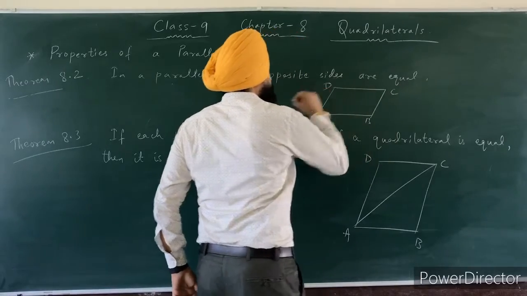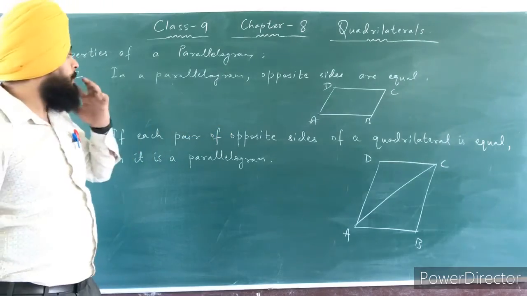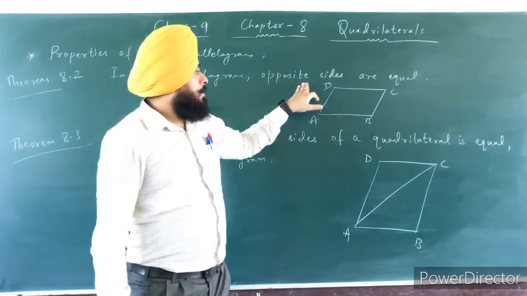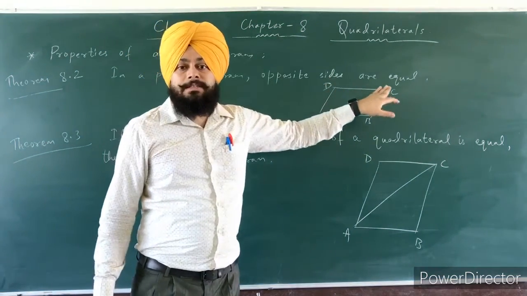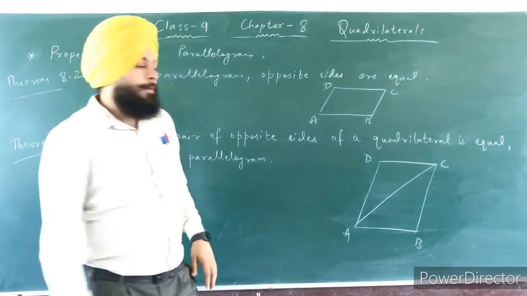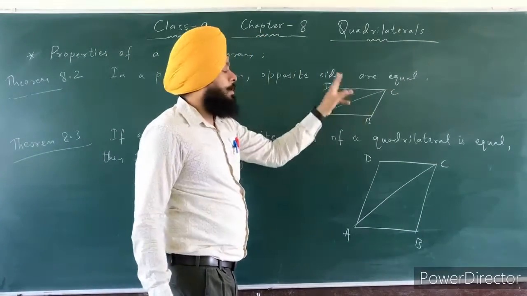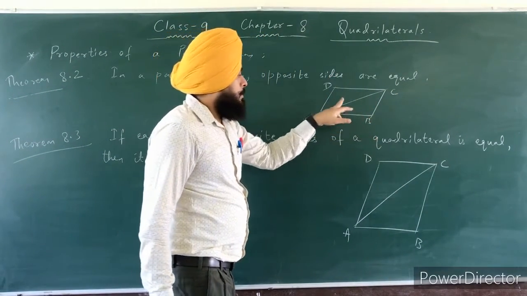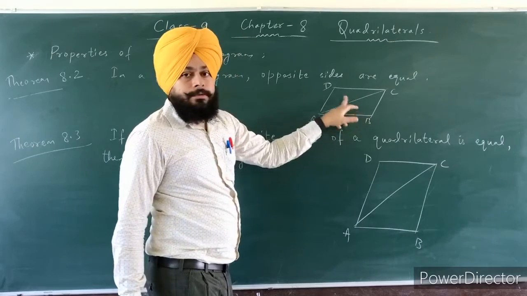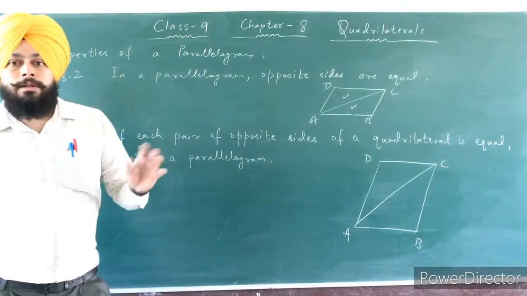Draw a parallelogram ABCD. Alright, and we have to prove that its opposite sides are equal. So in a parallelogram we already know that opposite sides are what? Parallel. So you can join any of the diagonals AC or BD. So this diagonal divides this into two triangles. Now you can prove these two triangles congruent. इन दोनों triangles को congruent prove करोगे.